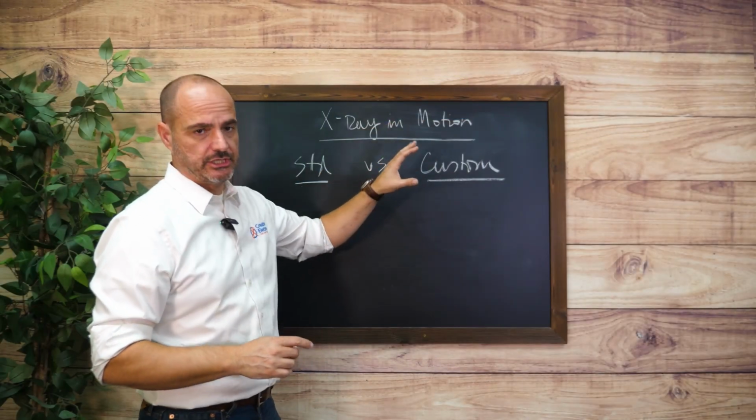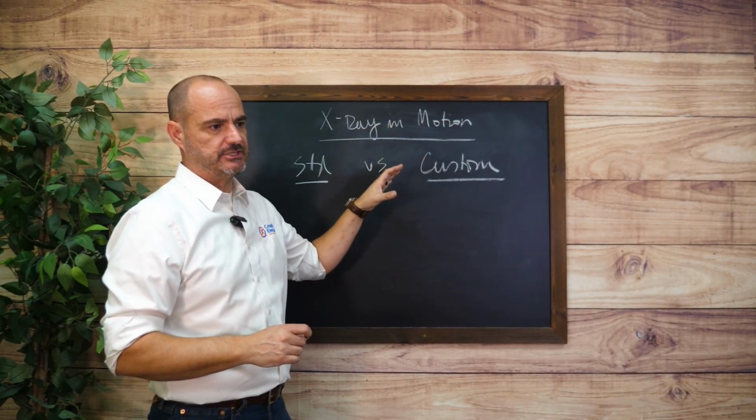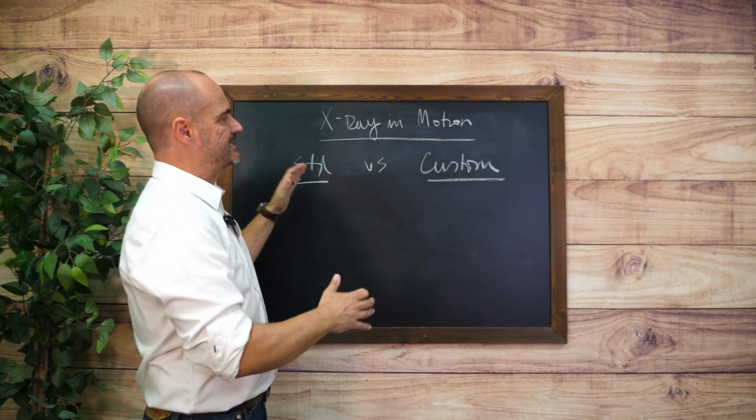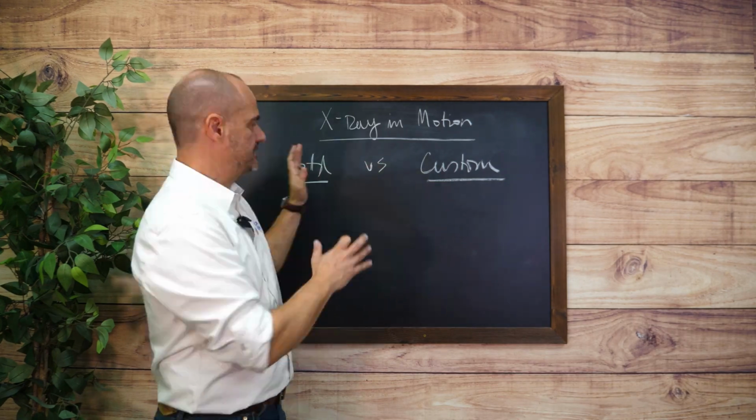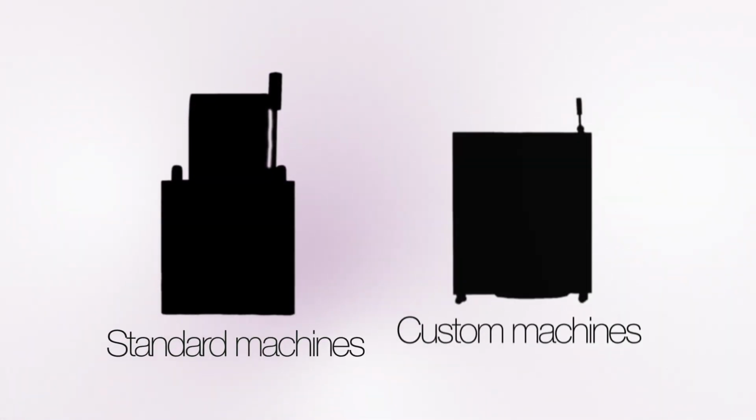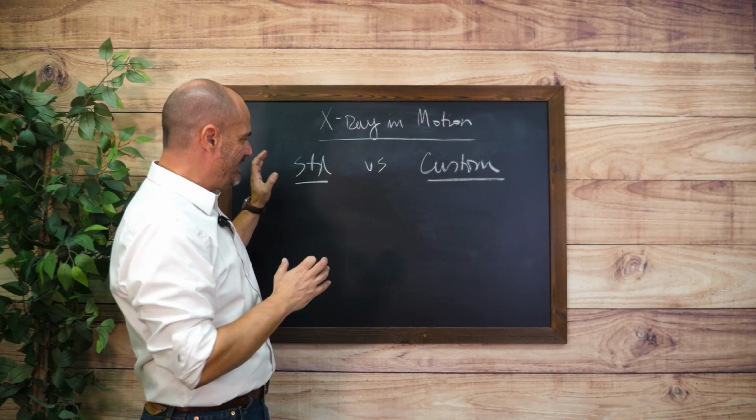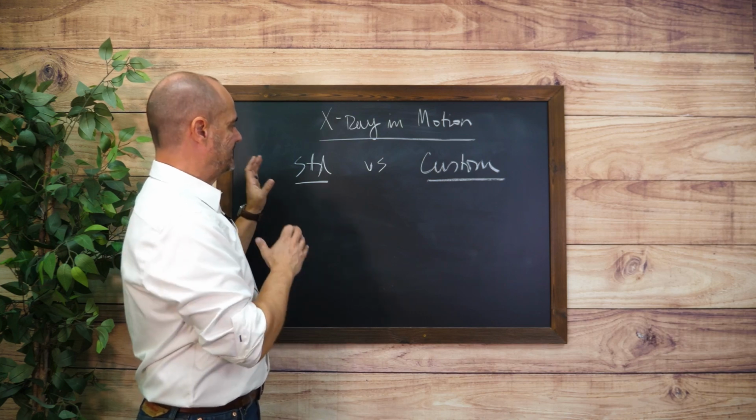When we talk about motion of samples in and out of an X-ray machine, we can separate it into two big chunks: standard machines and custom machines. And a standard machine is basically focused on what the application is.